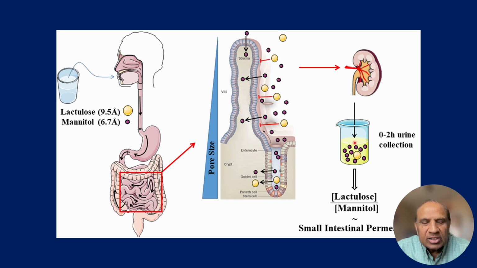So we can collect the urine sample, usually about 2 hours and sometimes up to 5 hours, and then see how much of lactulose and mannitol is excreted in the urine. None of these two substances are found in the normal human body. So whatever is in the urine has come from absorbed mannitol or lactulose.